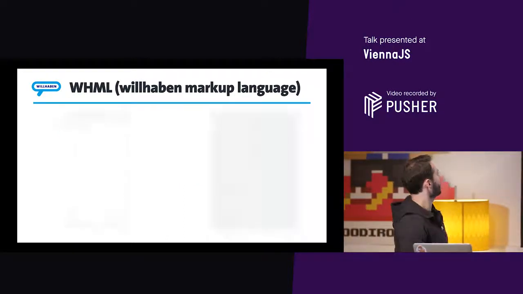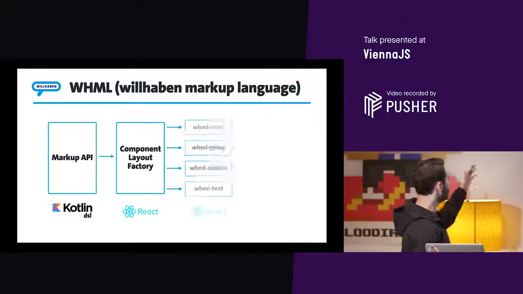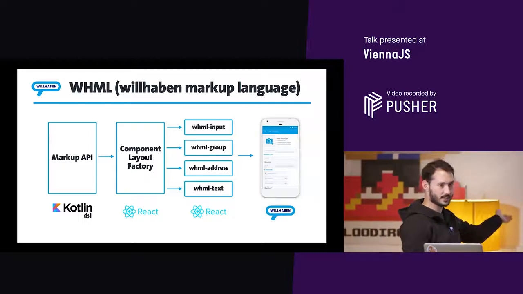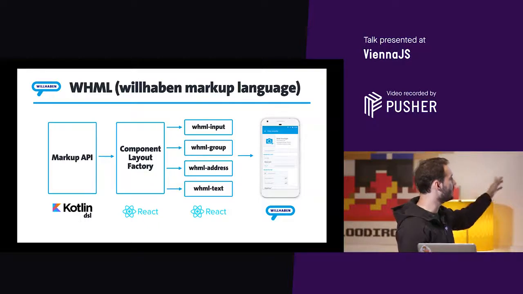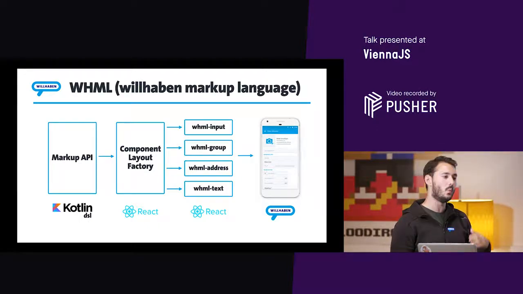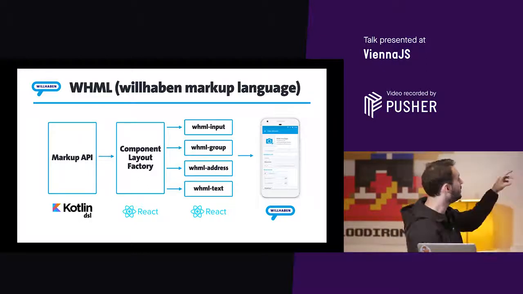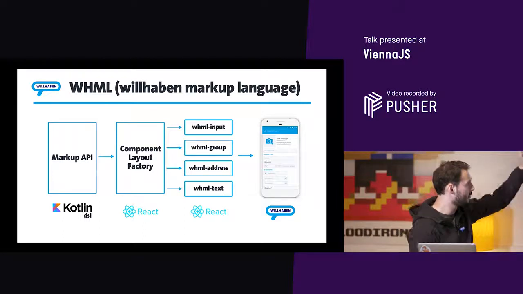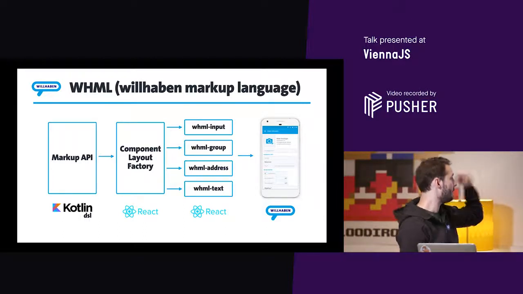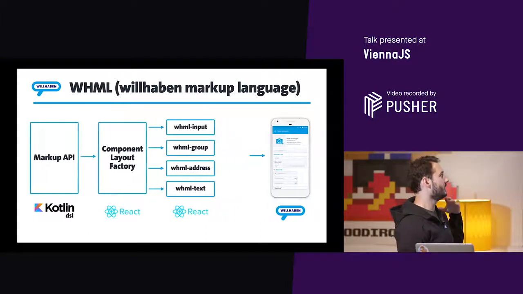So how should it be? How is the whole journey? We have a markup API built in Kotlin DSL. Then whatever markup arrives is passed through a component layout factory, so we know which component we have to render to build the whole form. That means it's an input or a group or address or text or image upload or a page that opens a new modal. And what about SEO?